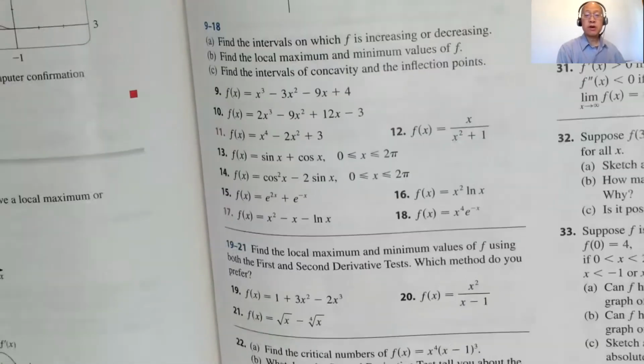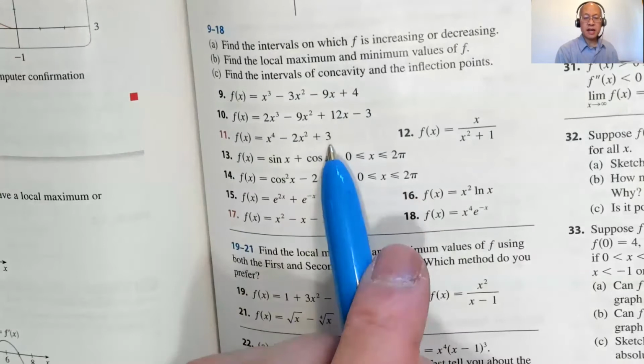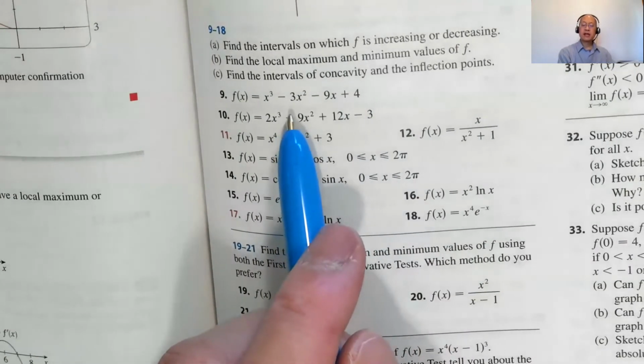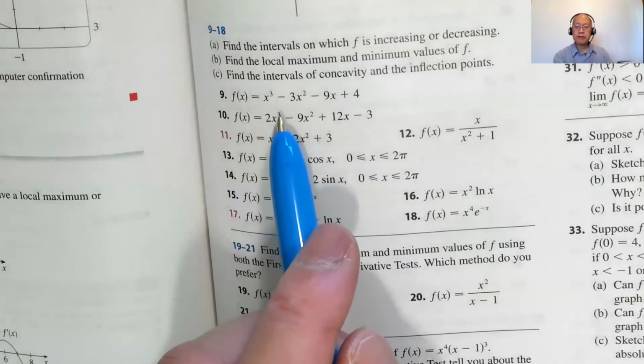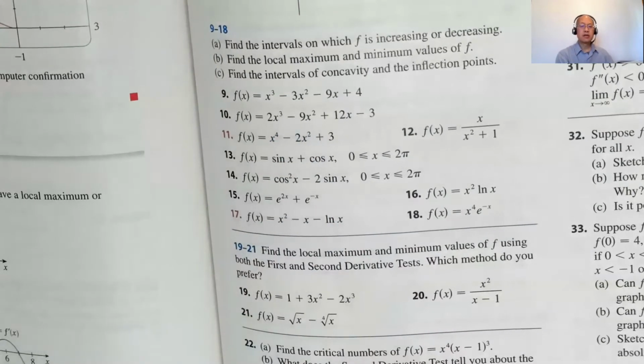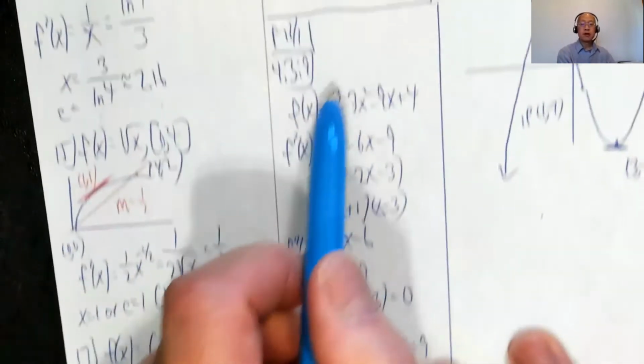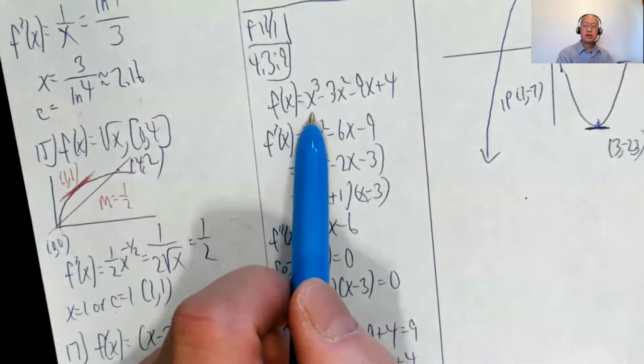Okay, 9 through 21. Do all this analysis. Okay, so I'll show you some of these. Typical way to work these out is to find the first and second derivatives, set them equal to 0, and then do a lot of stuff after that. So here we go. Number 9, here's the function.